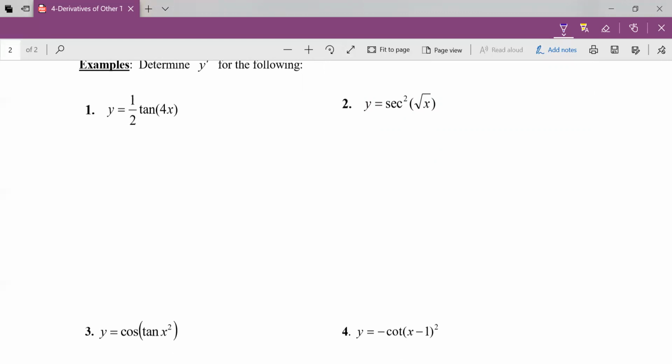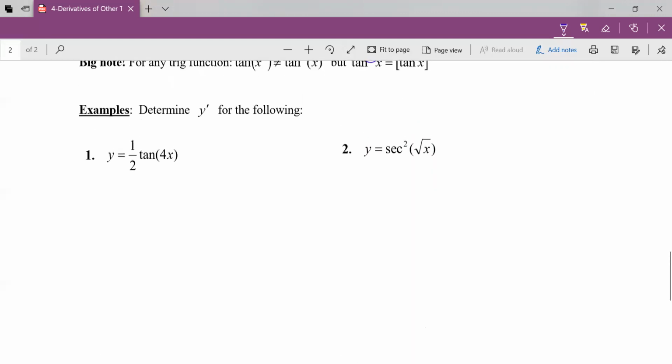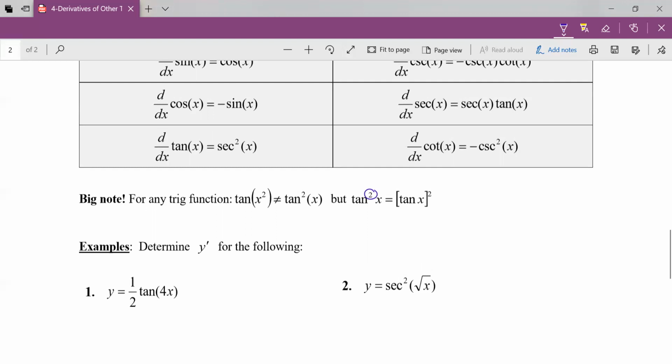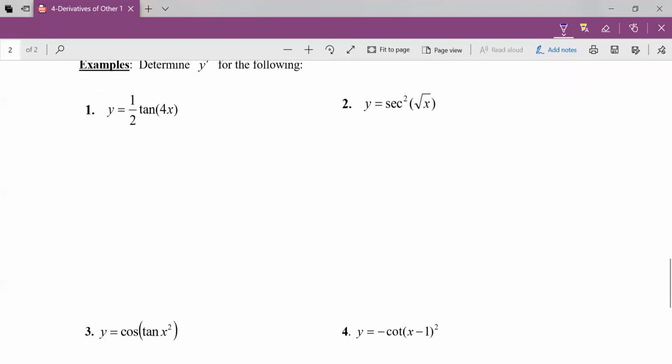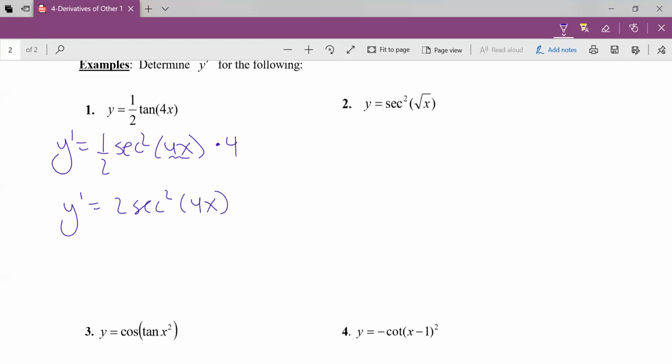y is equal to 1/2 tan 4x. I go to my formula sheet. What does it say? The derivative of tangent is secant squared x. So y prime is 1/2 secant squared 4x. And what you've got to watch for with trig functions, where mistakes happen, is that this is chain rule. So now I'm going to multiply by 4. 1/2 times 4 is 2. So 2 secant squared 4x. There it is. Done.